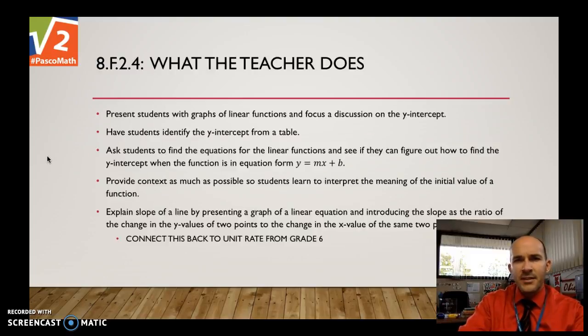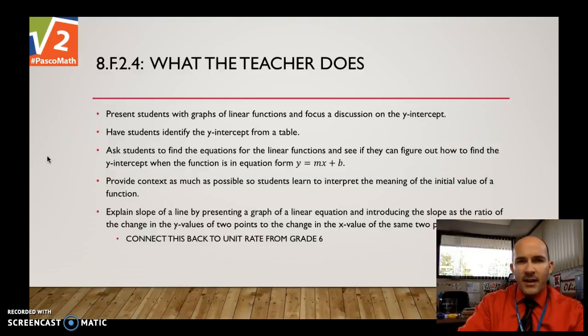So some things you can do as a teacher. First is present students with graphs of linear functions and focus that discussion on that y-intercept. Again, the graph should be tied to context, so like what does it mean when the graph crosses the y-axis there, that y-intercept. Have students identify the y-intercept from a table. So again, if they're just given a table of values, hopefully with context, what does it actually mean when x equals 0 and y equals whatever it does in that situation.